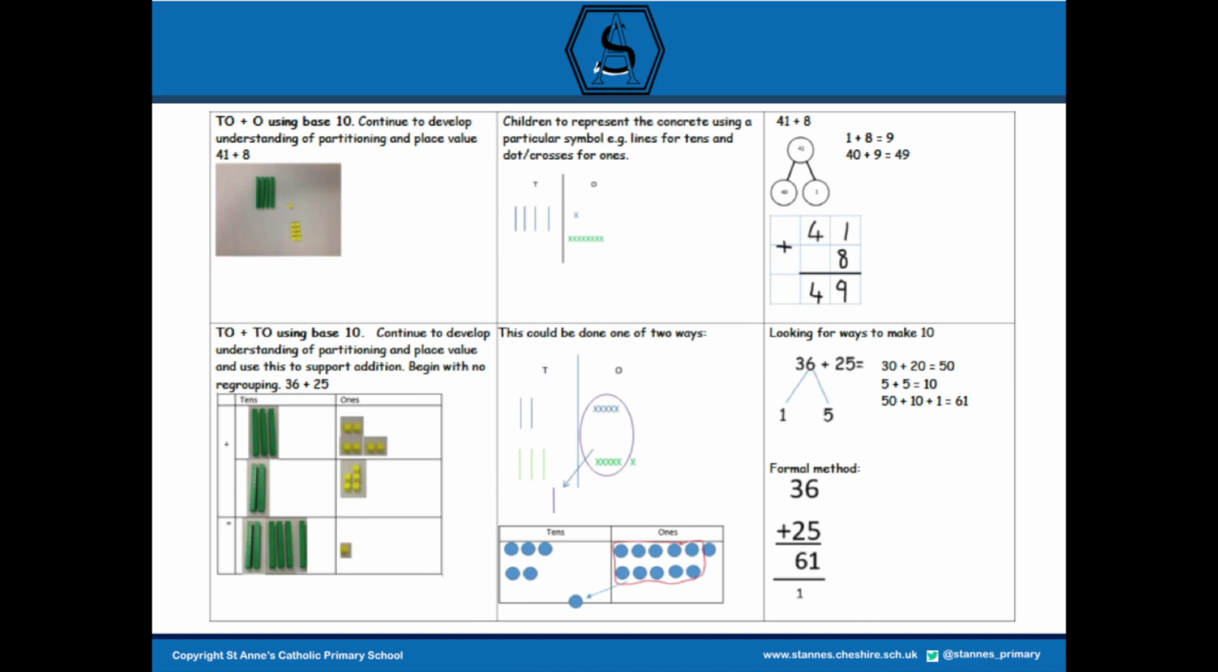And as you can see underneath, the 5 ones have been added to the 6 ones. That has been regrouped, which creates an extra 10, and that leaves 6 tens.